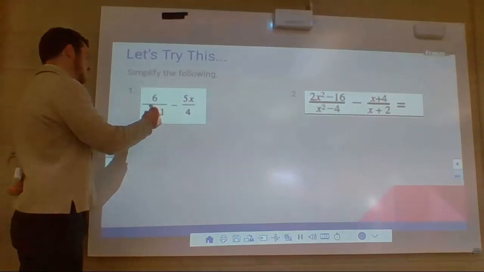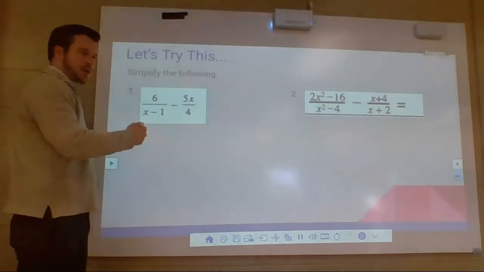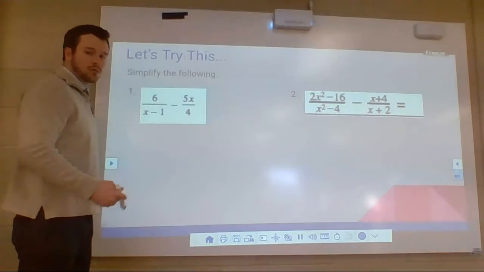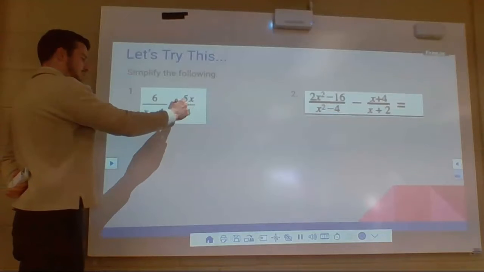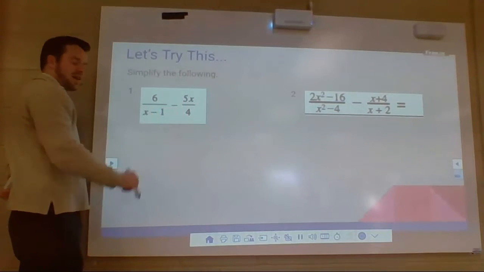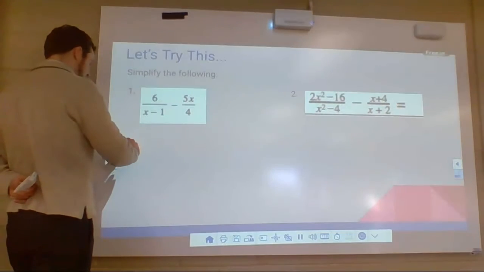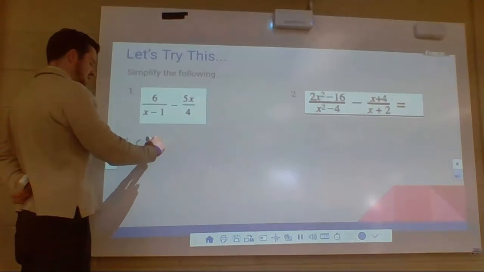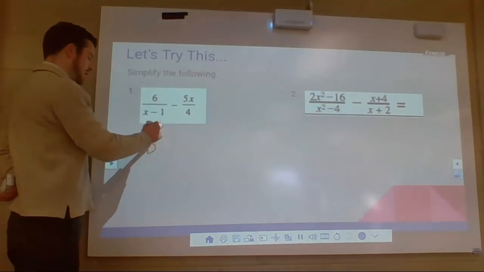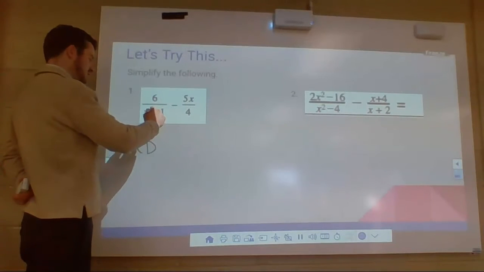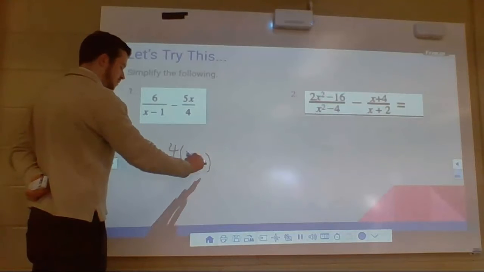Now remember earlier when we had 1/3 plus 1/4, 3 was prime, right? So I could just simply say 3 times 4 was 12 and that would give me the least common denominator. Well, 4 is not a prime number, but x minus 1, we cannot factor that any further, so we can just treat that as if it is a prime number. So we can say the least common denominator, or the least common multiple of the denominators, would be 4 times x minus 1, or x minus 1 times 4. I prefer to write it as 4 times x minus 1.